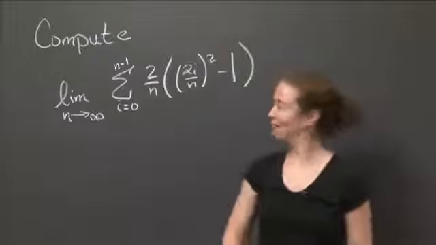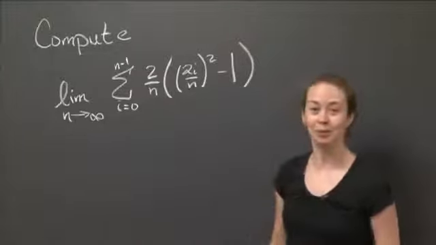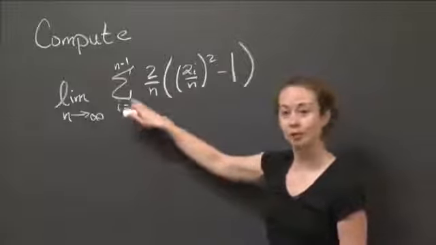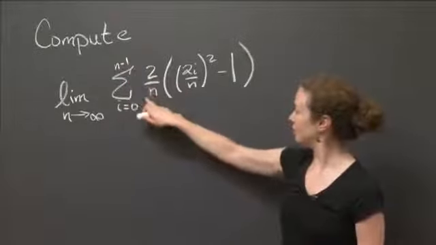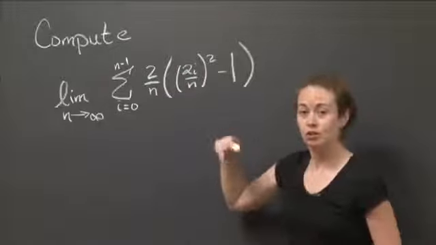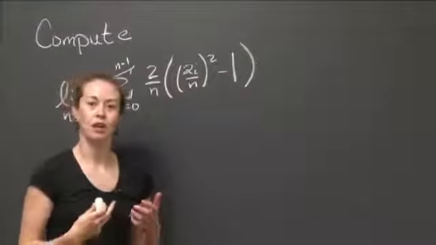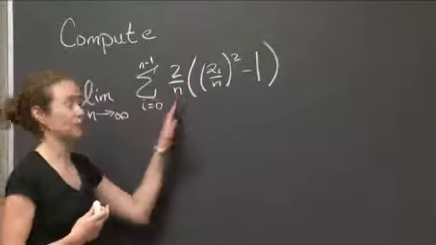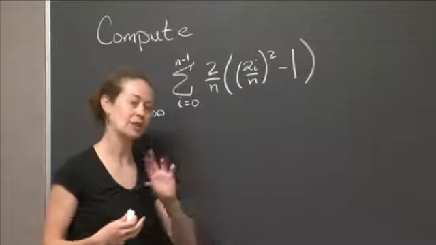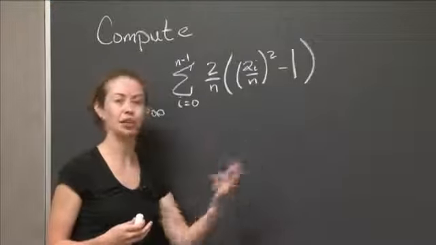Okay, welcome back. Hopefully it's been fun for you to look at this problem so far. Let me just remind you what we were doing. We were trying to compute the limit as n goes to infinity of the sum from i equals 0 to n minus 1 of 2 over n times (2i over n) squared minus 1. So I gave you the big hint that this is probably going to be written as an integral. Let me show you some pieces of this sum that should help us see what the integral is, and then I'll make a guess about what it is, and then I'll try to give an educated way to check my guess.